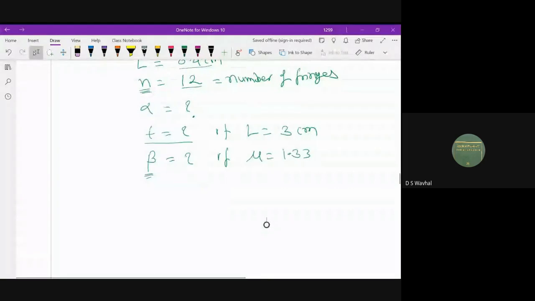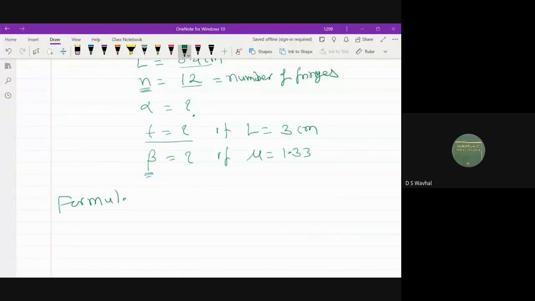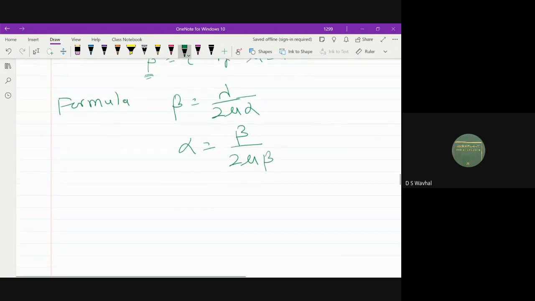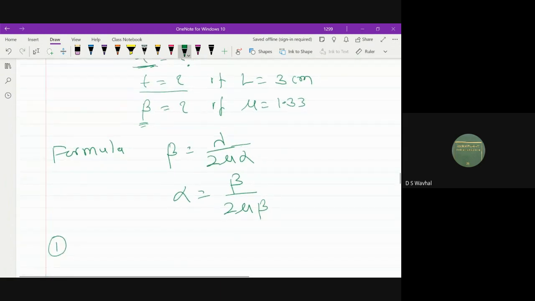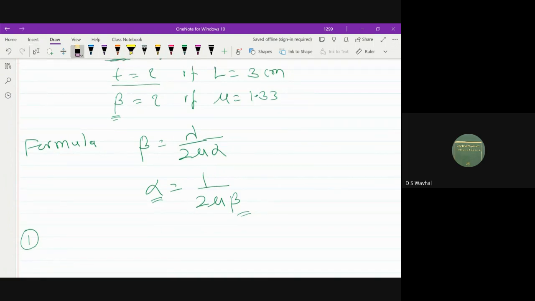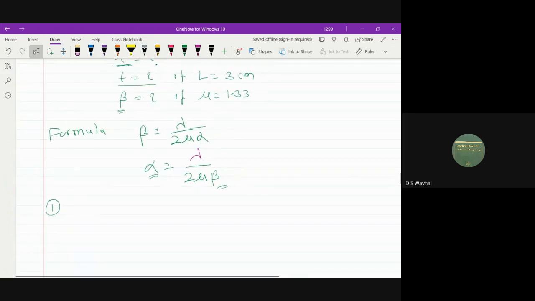So let us calculate the formula. Formula we know: beta equals lambda upon 2 mu alpha, or alpha equals lambda upon 2 mu beta. This is the formula we're going to use. So first, we have to find the alpha. To find the alpha, we must know the lambda. Alpha equals lambda upon 2 mu beta. So first let us find the beta, because beta is given to us.